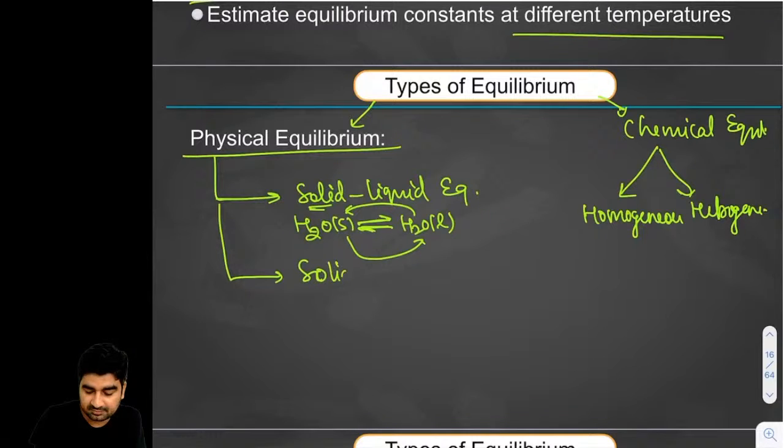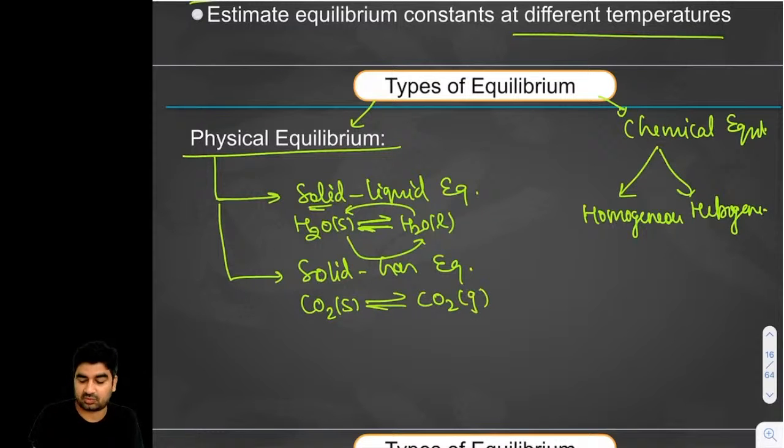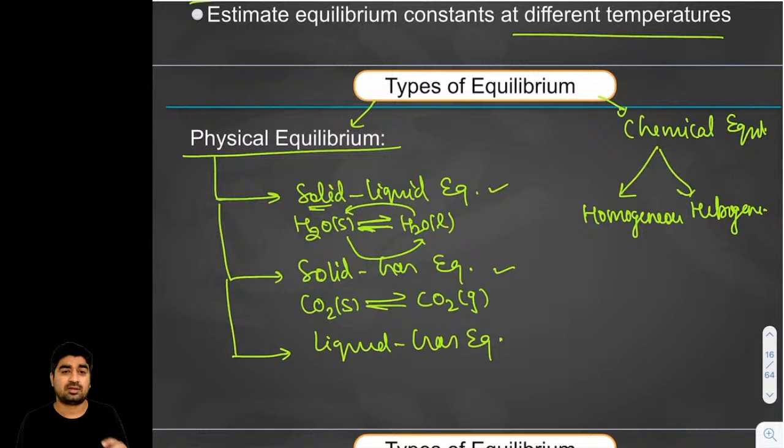Similarly, guys, we can say solid-gas equilibrium. An example for this is solid CO2, which at room temperature will be converted into CO2 gas. So this is solid-liquid equilibrium. This is solid-gas equilibrium, and now I will talk about liquid-gas. All these equilibriums come under the physical equilibrium category.